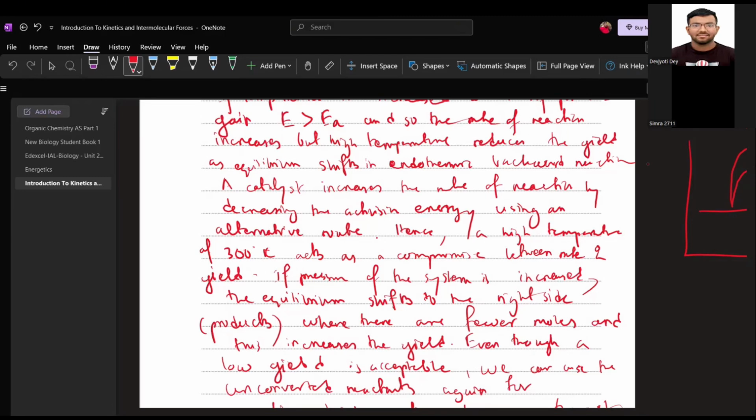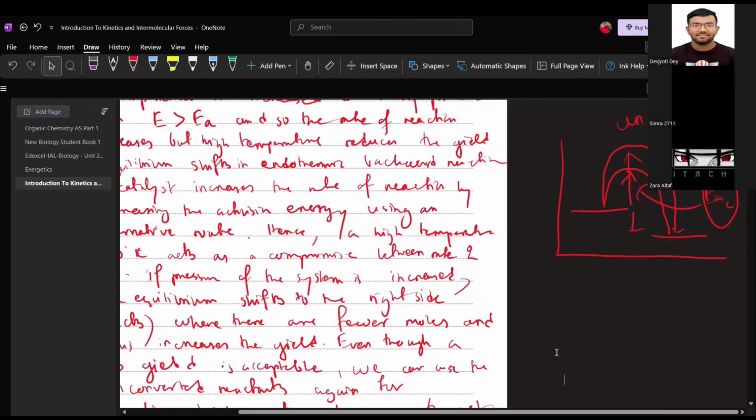Look, decreasing the temperature or whatever, this was basically the IGCSE level definition. Whenever you try to write about a catalyst at the AS level, always try to write what I just wrote down here: decreasing the activation energy using an alternative route, because that makes more sense if you check out the reaction profile. Do you understand? Okay, it's more professional basically.